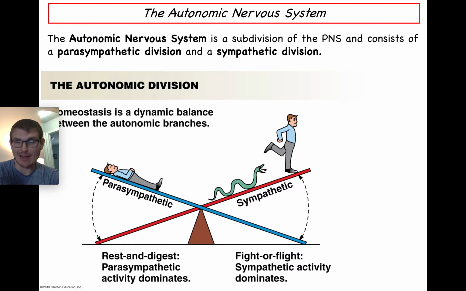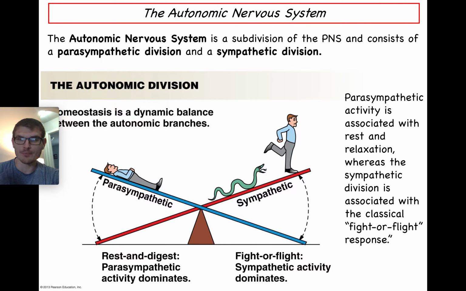You have the parasympathetic and you have the sympathetic. We have referenced these before. Parasympathetic is going to be associated with rest and relaxation. The phrase you always hear is rest and digest. So your parasympathetic activity goes to a variety of different internal organs and tissues. Parasympathetic activity is going to be high when there is nothing stressing you out.